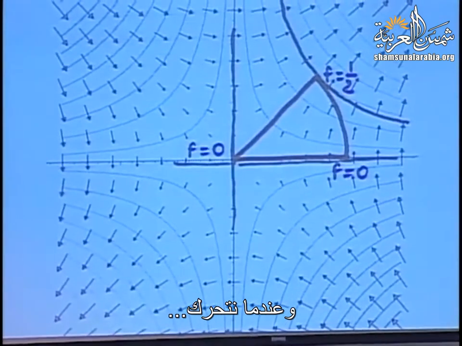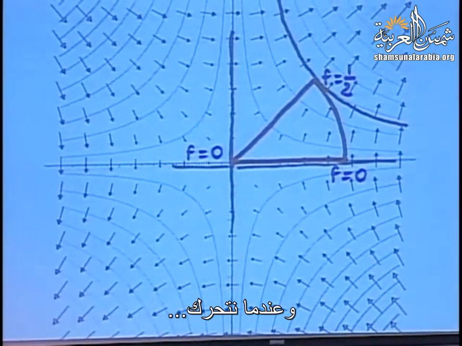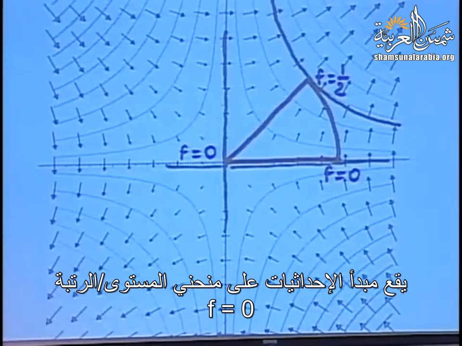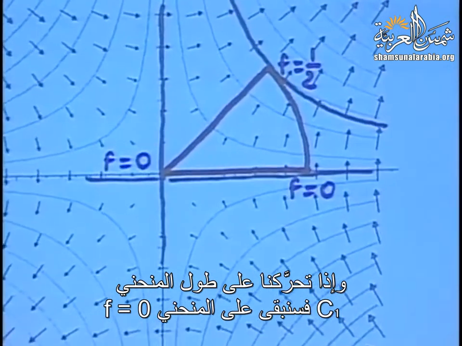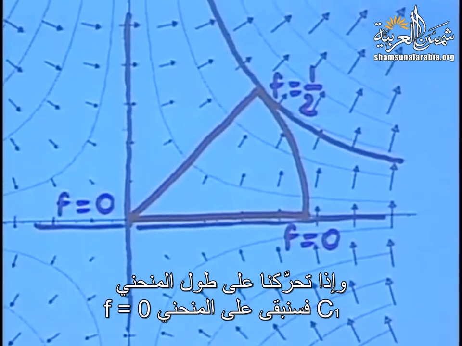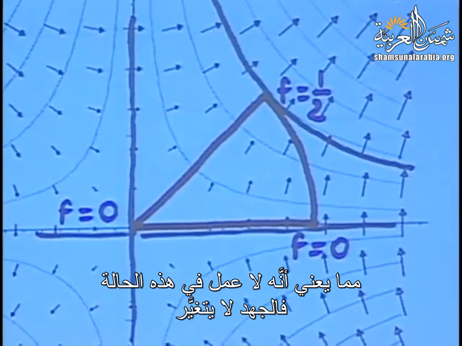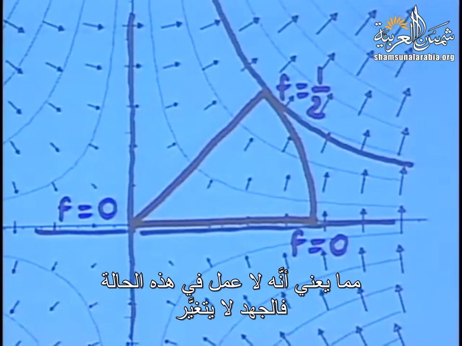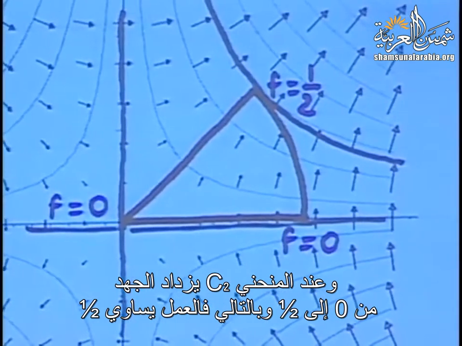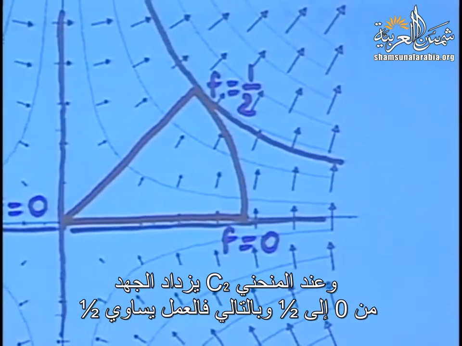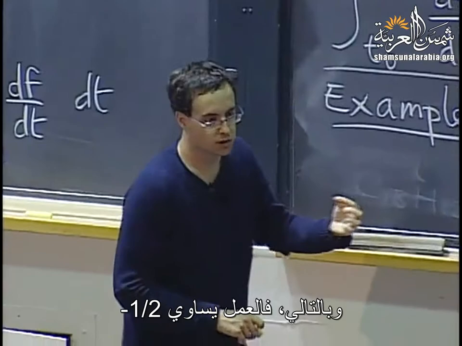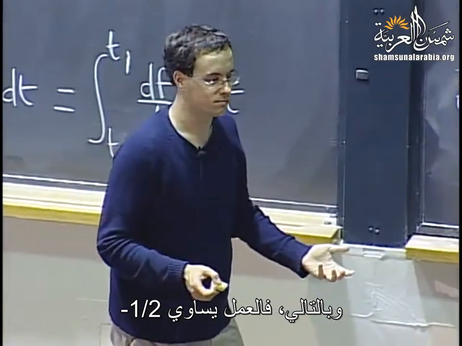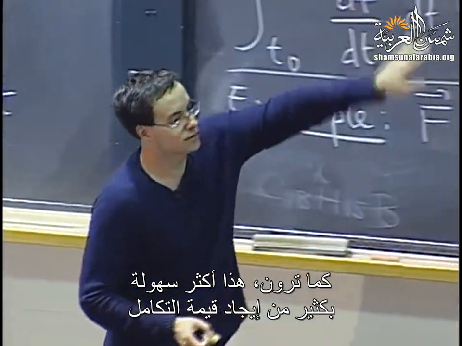And so now, when we move, well, the origin is on the level curve f equals 0. And when we start going along C1, we stay on f equals 0. So there's no work. The potential doesn't change. Then on C2, the potential increases from 0 to 1/2. The work is 1/2. And then on C3, we go back down from 1/2 to 0. The work is negative 1/2. See, that was much easier than computing.